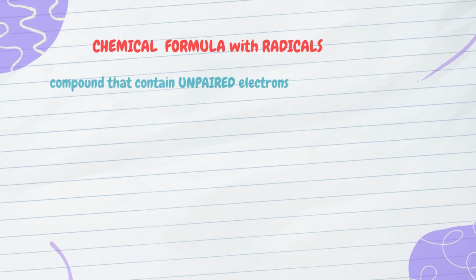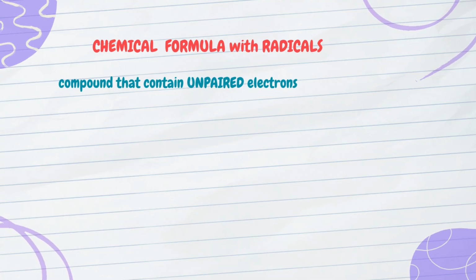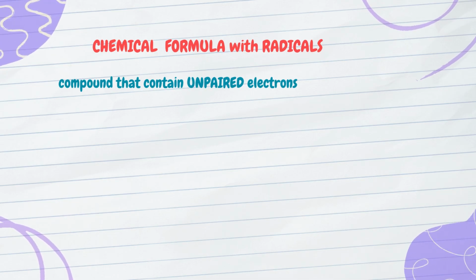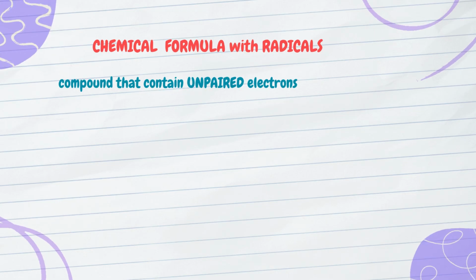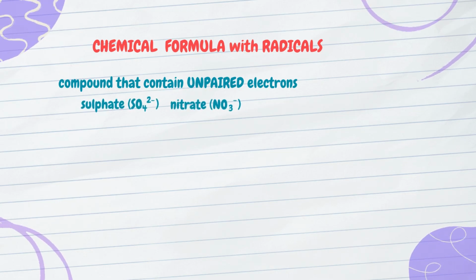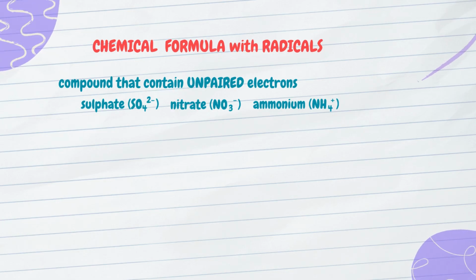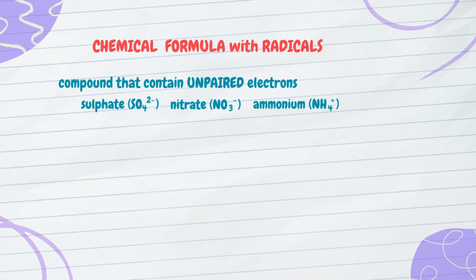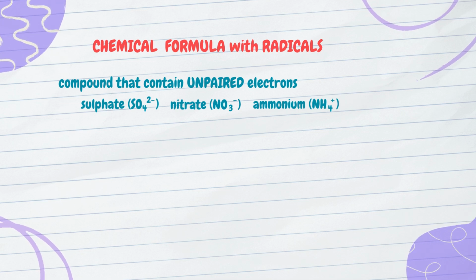A radical is a compound that contains unpaired electrons. All radical compounds have charges. Some examples of these compounds include sulfate, nitrate, and ammonium. Radical compounds are very reactive. For instance, sodium reacts with sulfate and forms sodium sulfate.